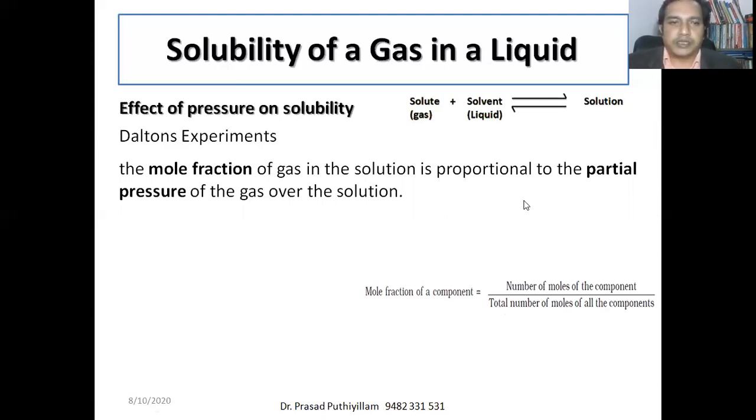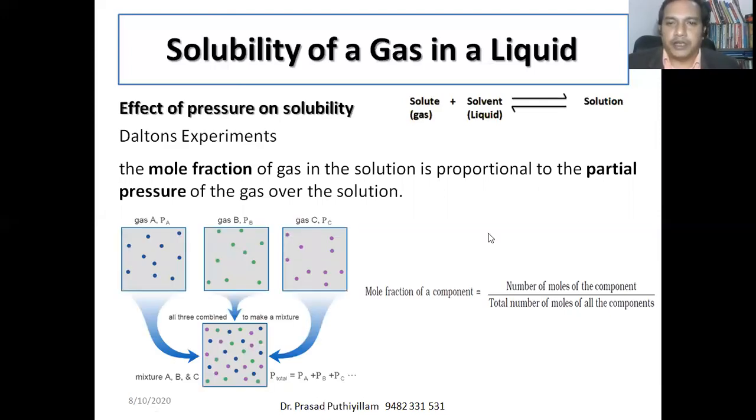And what is partial pressure? In detail we'll see in coming classes, but to understand it here, I took an example of a gas mixture of A, B and C. A, B and C are three different gases mixed together. Therefore, the pressure exerted by this mixture will be equal to the pressure of the individual gases present. We know that in the gaseous state the particles are free to move, and that free movement exerts the pressure.